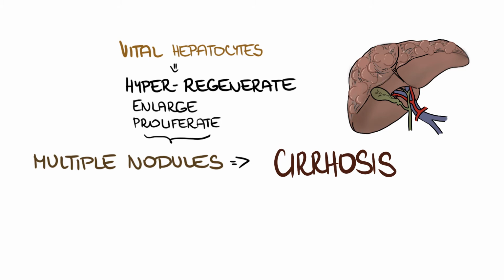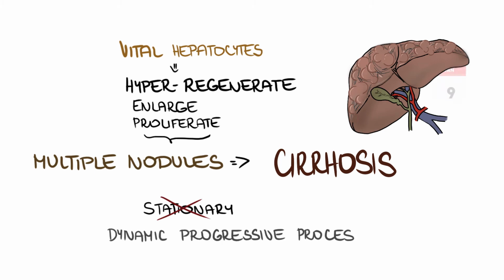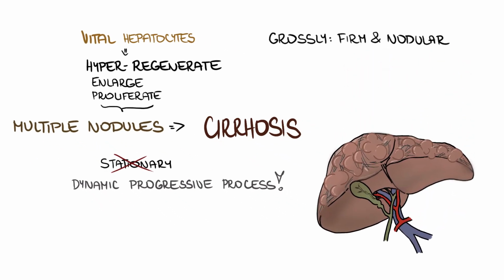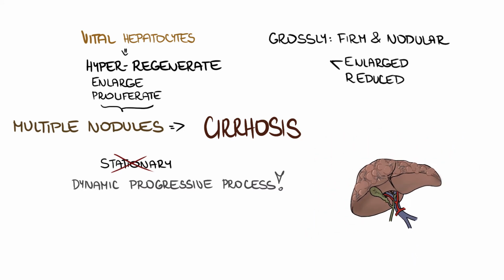Considering the previous sentences, it is evident that cirrhosis is not a stationary disease. On the contrary, it is a dynamic progressive process, aggravating over time. Grossly, cirrhotic liver is firm and nodular. It can be enlarged, reduced, or normal-sized.